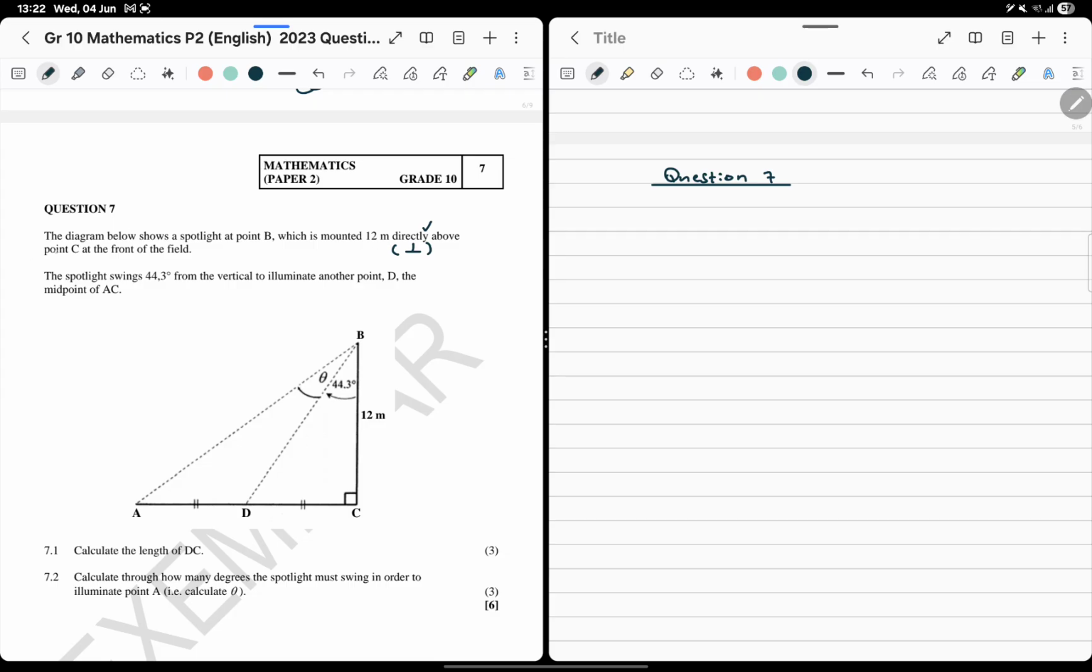Okay, directly above point C at the front of the field. Okay, great. Now the spotlight swings 44.3 degrees from the vertical line to illuminate another point D. Okay, right.